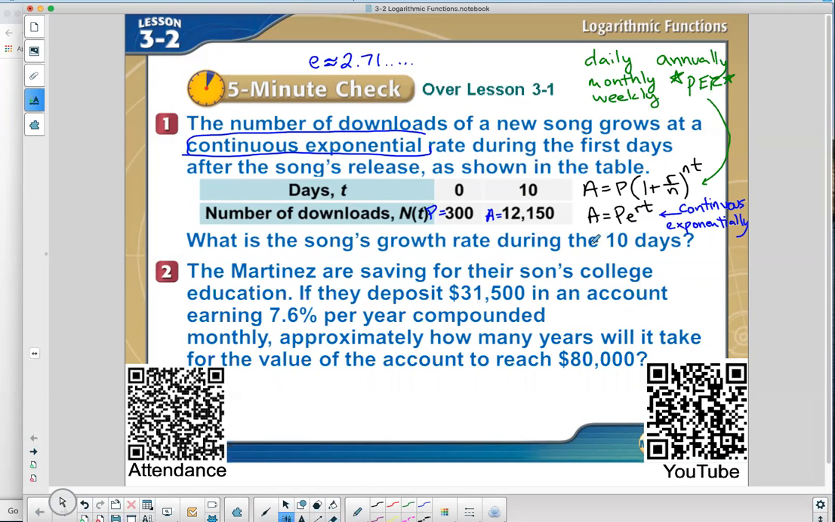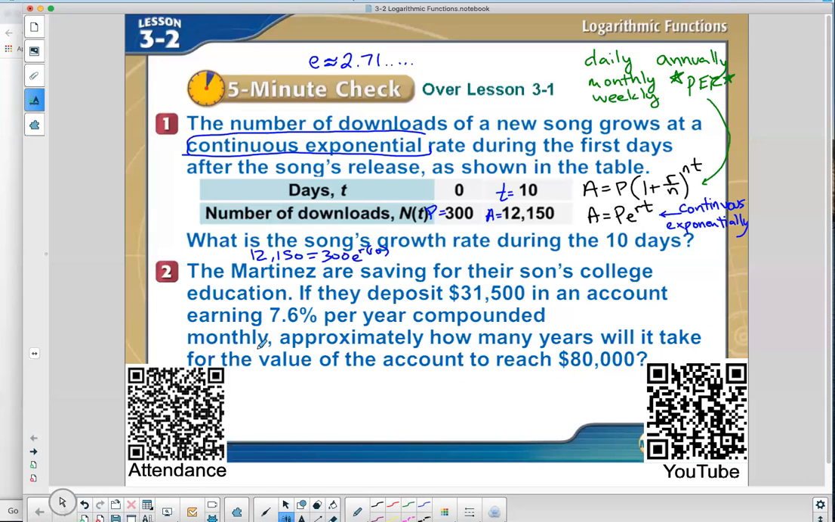T. Now, there's two different T values, 0 and 10. Time is how much time passed to get to the final amount. The answer would be 10. It took 10 days to get from the initial to the final. So that's our T there. If we wanted to solve this, you'd be solving the equation if you plugged everything in: 12,150 equals 300 e to the r times t. We don't know what r is, but we do know t is 10. That's the equation you'd be solving.